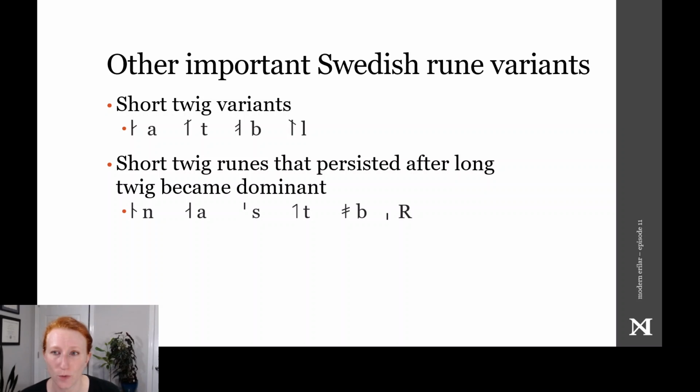The switch to long twig runes from the short twig runes originated in Denmark, where Christian runic inscriptions had begun to flourish. From Denmark, they spread north to Sweden after the year 1000, along with the Danish long twig runes, which almost completely dominated inscriptions around the Mälar Valley.